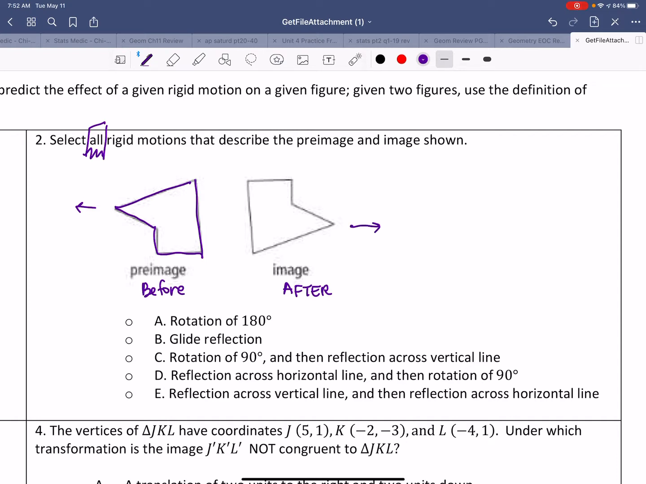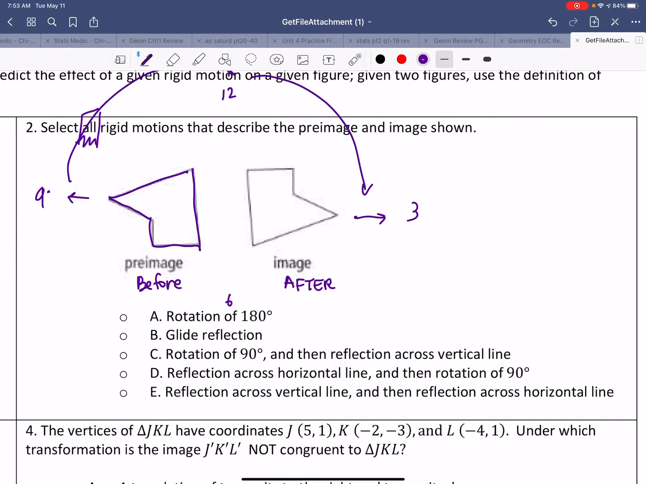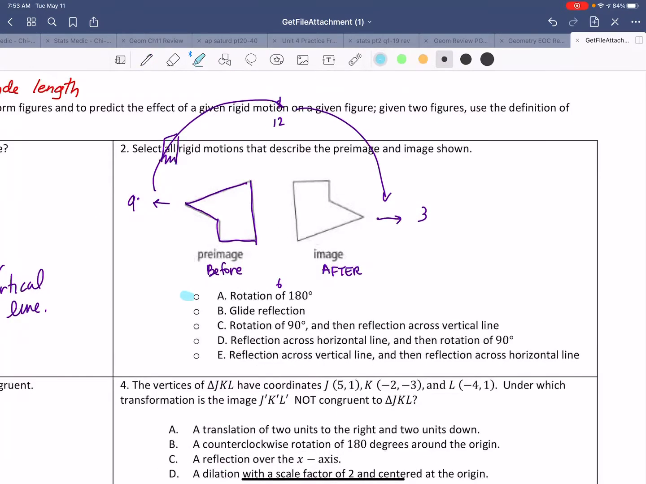So it can't be a translation. Could it be a 180-degree rotation? Rotate 180. So if this was a clock, 12, and that's 3, and that's 6, and that's 9, two 90s. Now this thing would be pointed up and then rotated again. It's pointed to 3 o'clock. I like it. So I'm going to pick yes.